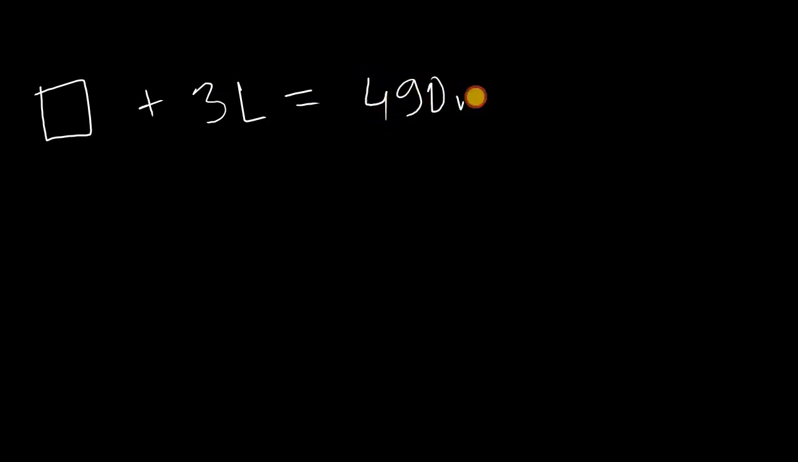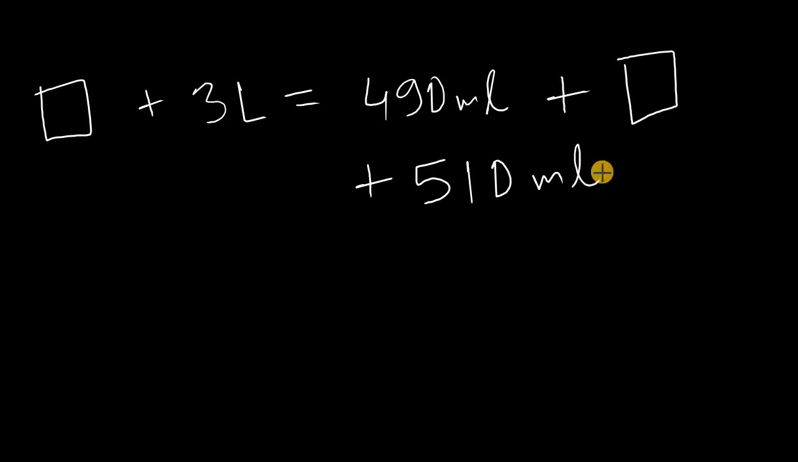Okay, so let me now talk about a little bit more complicated version of this problem. Suppose I ask you, how will you solve this problem? Box plus 3 liter is equal to 490 milliliter plus another box plus 510 milliliter. Now you see there are two boxes, this one and this one, but they are on different sides of this equation. How do you do that?